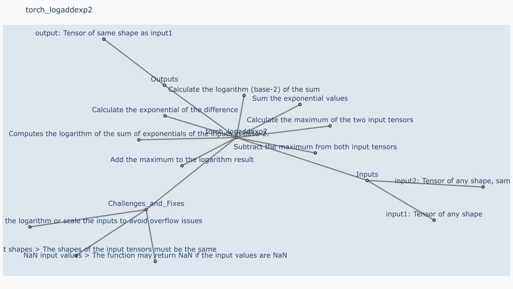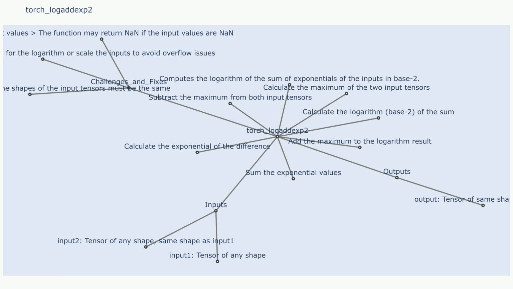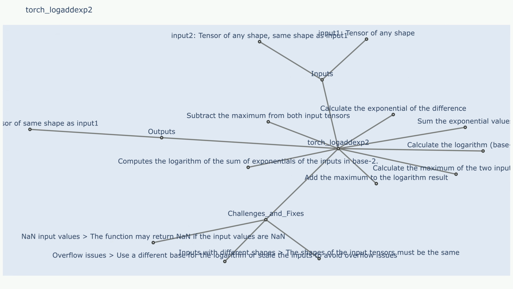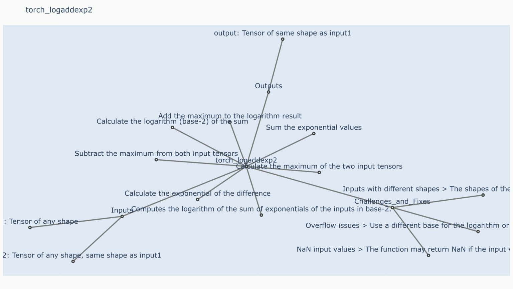torch.logaddexp2. Description: Calculates the log of the sum of exponentials of the given inputs in base 2. This function is mathematically equivalent to log2(exp2(input1) + exp2(input2)). Inputs. Input 1: a tensor of any shape. It represents the first input to the logaddexp2 operation.